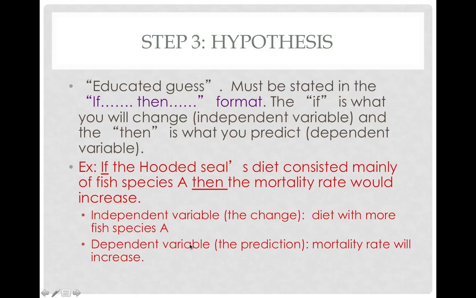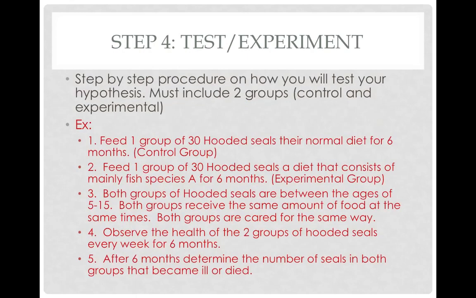Okay, so moving on. So now we have to set up a test or experiment. So step 4, test or experiment: a step-by-step procedure on how you will test your hypothesis. You must include 2 groups in your test and experiment. So the 2 groups will consist of a control group and an experimental group. Now the control group is set up so you have something to compare your data from your experimental group to. If you don't have a control group, then you'll get numbers, data for your experimental group, but they won't really mean anything because you don't have anything to compare it to.